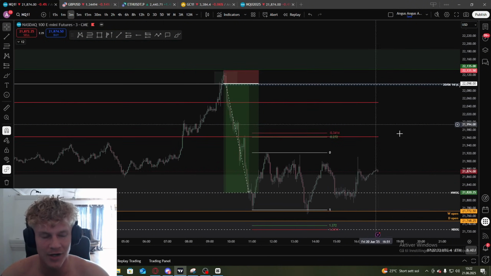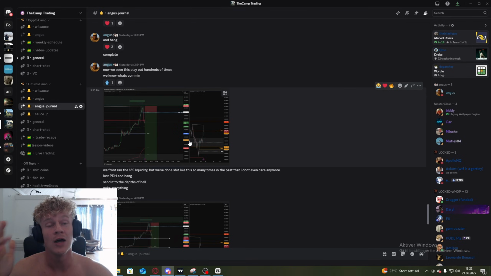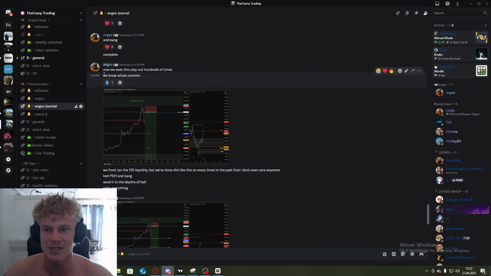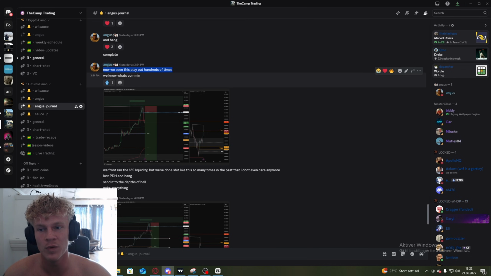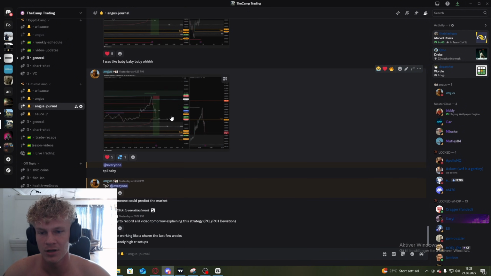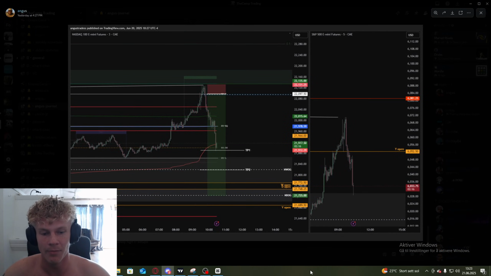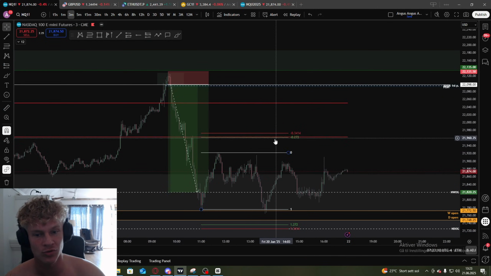Now this is the trade we took on Friday. As you see, super high RR setup. Now, if you don't believe that we have seen this hundreds of times and it works every fucking time, I literally just said to the Discord, now we have seen this play out hundreds of times. We know what's coming, and everyone knew what was coming, and it fucking nuked. It never even came back up. As you can see here, we had one slight retest of the range point of control, but that's about it.